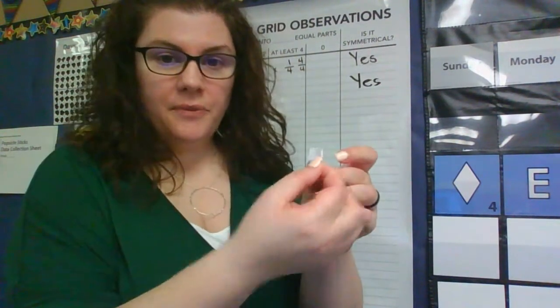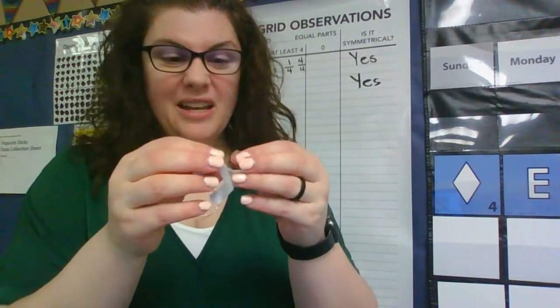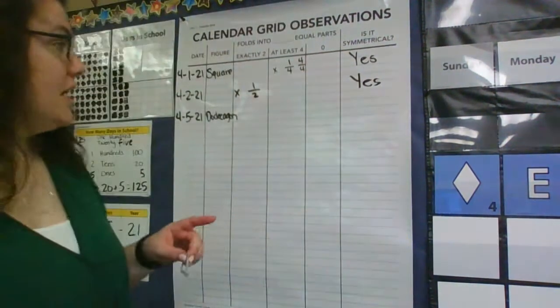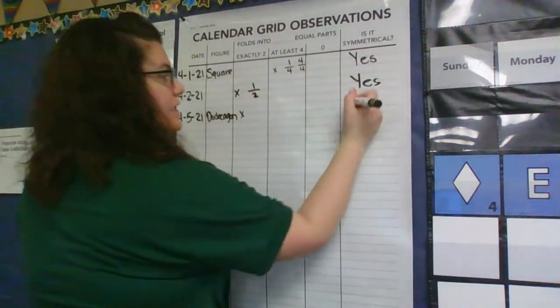I can fold it this way, or I can fold it this way. And I'm going to tell you right now, those are not equal parts. Oh my gosh, look at this jumbled mess we have now. So we are going to say our dodecagon, if we fold it exactly into two pieces, it is symmetrical.